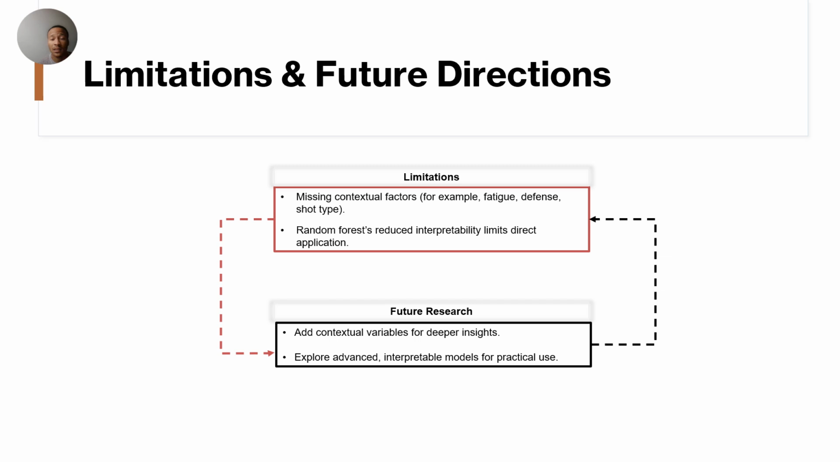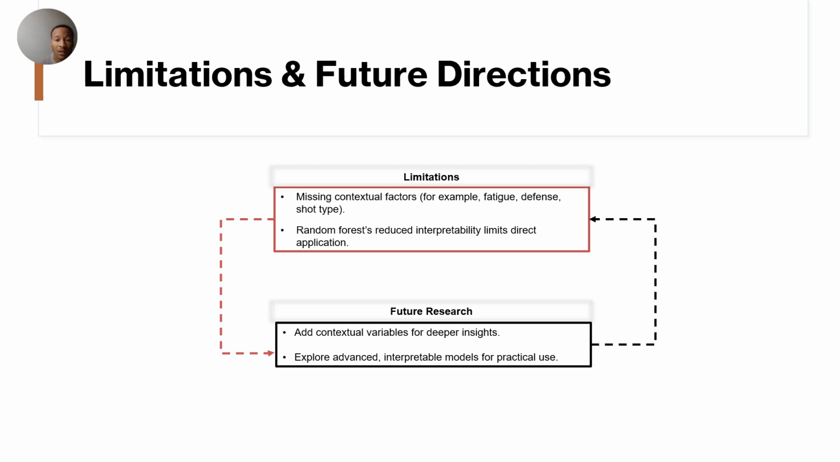In any analysis, it's important to recognize the limitations of the approach and outline directions for future research. This ensures that my findings are interpreted within the right context and can be expanded upon for better insights. The limitations for this analysis are that I'm missing some contextual factors like fatigue, defensive pressure, and shot type, which could significantly influence shot outcomes.